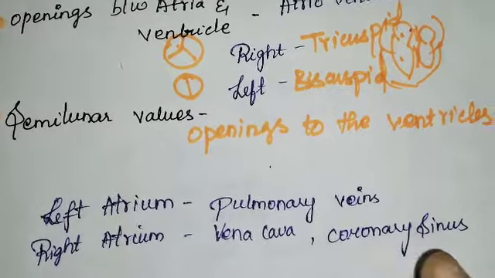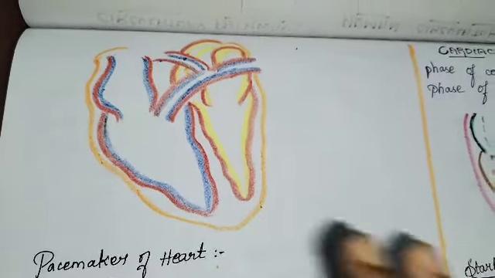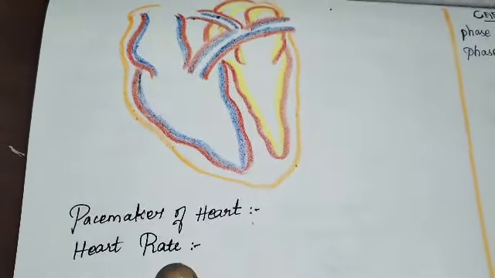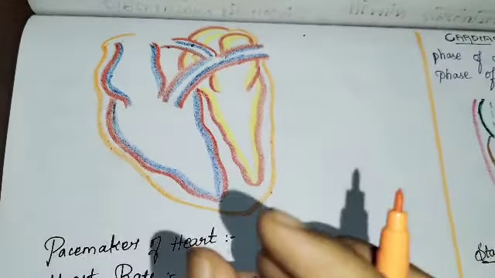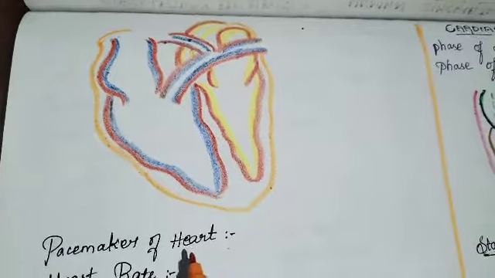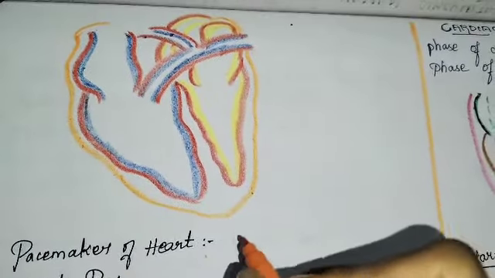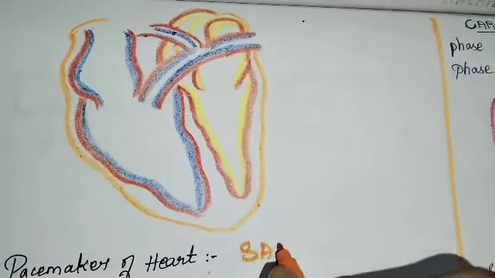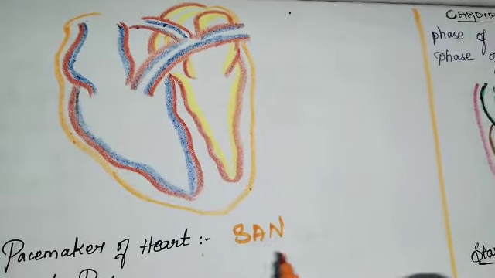I uploaded a video about coronary sinuses. Please refer to that. Next, the pacemaker of the heart. The heart is not directly regulated by the brain. The regulator is the sinoatrial node. What does sinoatrial node mean?